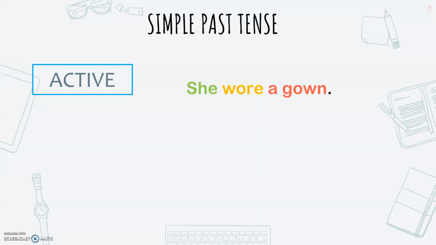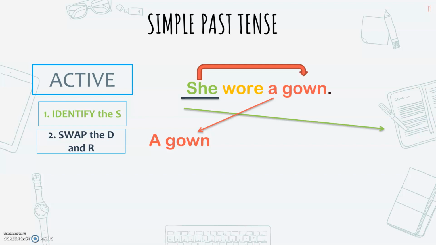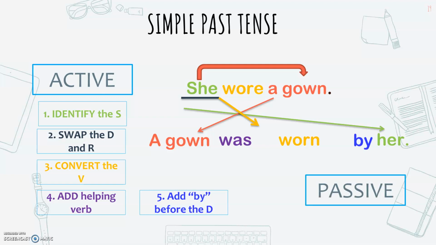For the simple past tense, she wore a gown. Identify the subject, she. Swap the doer and receiver. A gown will be our subject. She will become her. And convert the verb. Wore will become worn. Then add the proper helping verb, was. Add the word by before the doer. A gown was worn by her.